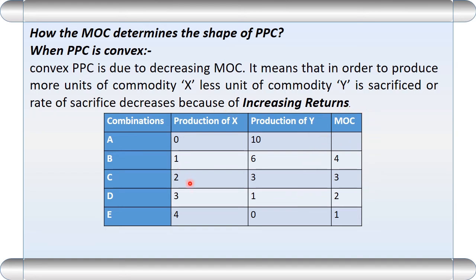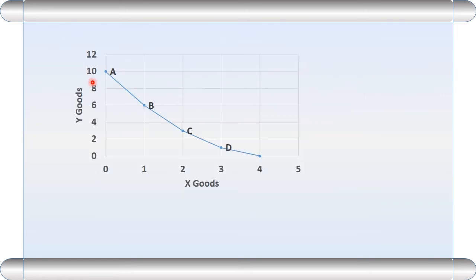Because here we can see that in order to increase the production of X, less and less units of Y are being sacrificed. So MOC is decreasing, because of which the shape of the PPC is convex. Why is MOC decreasing? Because in order to increase the production of X, less and less Y units are sacrificed. This might be the shape of the PPC. We can see that it is convex from the origin. This is the origin, and we can see it is convex from the origin.